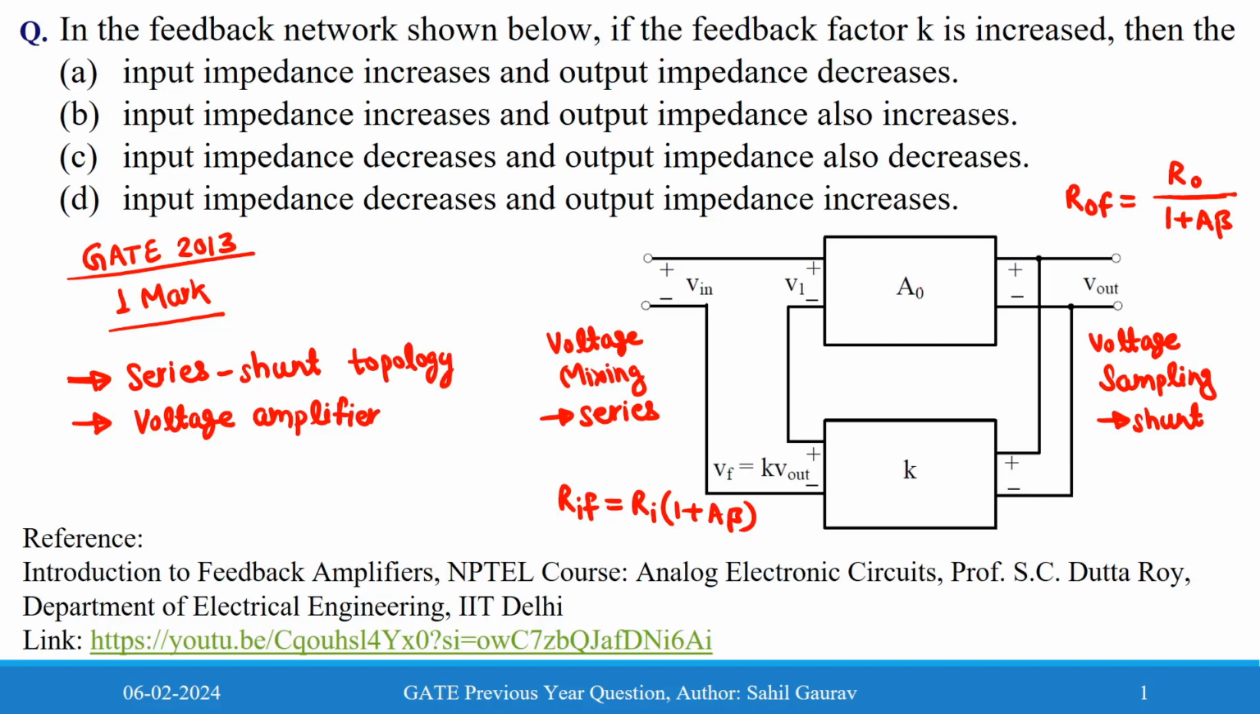And here in this problem, they have told that feedback factor K is increased. So in the place of beta, we will use the K. The meaning is the same. So then what should be the effect? As we can see from the expression, for the input and output resistance, if feedback factor K, that means beta, is increased, the input impedance increases and the output impedance decreases. Therefore, A is the correct answer. That's all. Thank you.